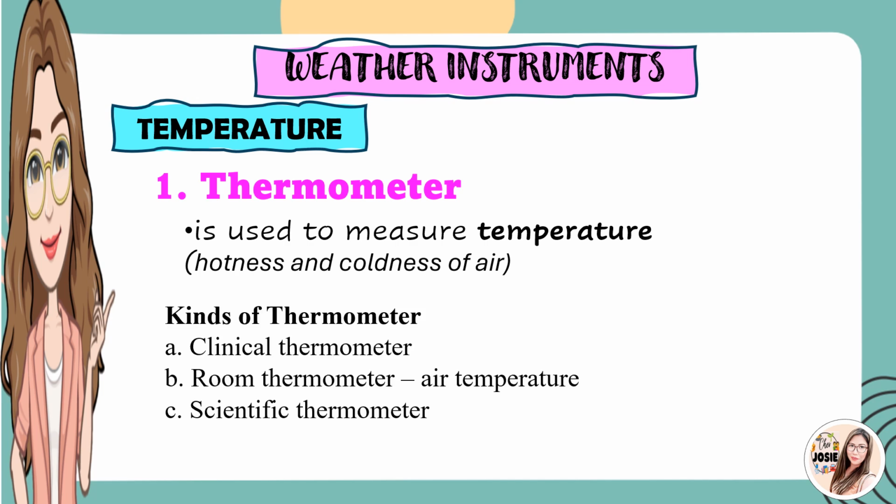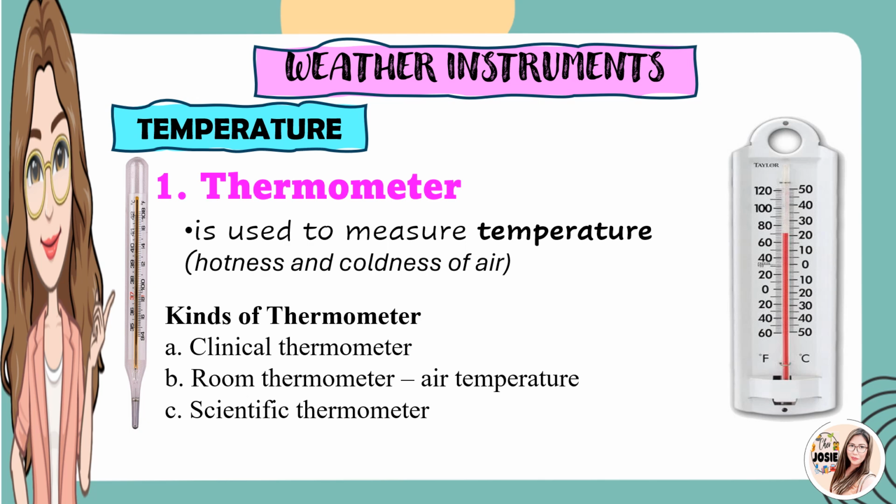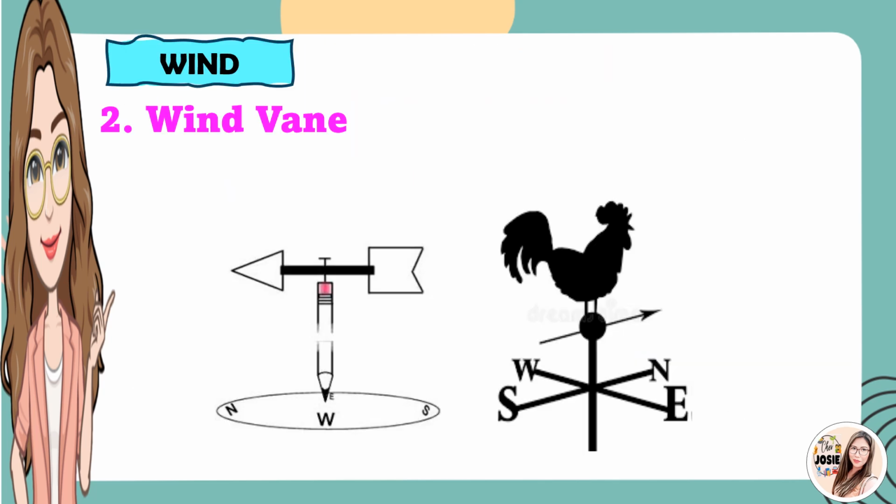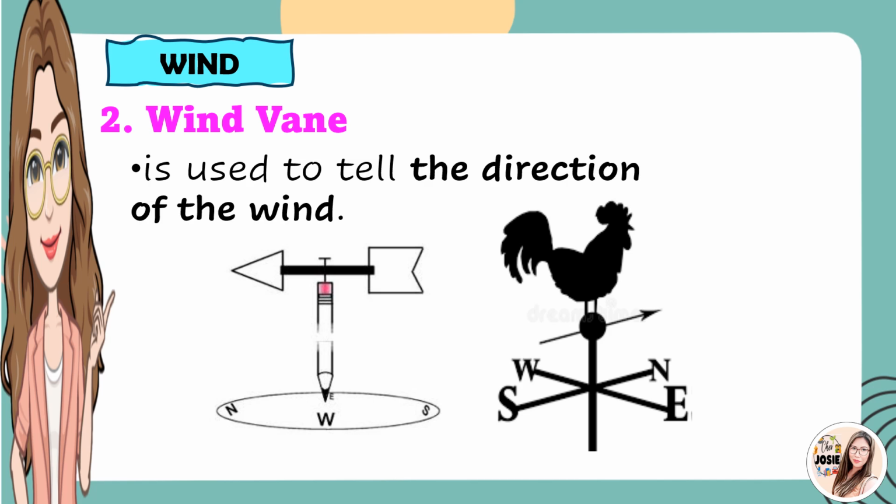The first one is the clinical thermometer, just like in this picture. Next, we have the room thermometer. It is used to measure air temperature, just like this one. And lastly, we have the scientific thermometer. Under the weather component of wind, we have the second weather instrument, which is the wind vane. A wind vane is used to tell the direction of the wind, just like in these pictures.